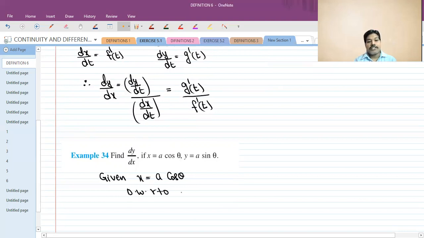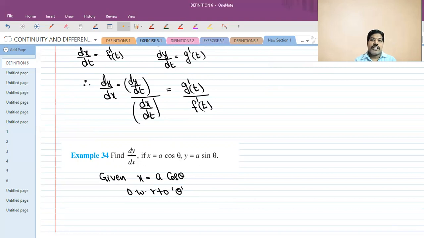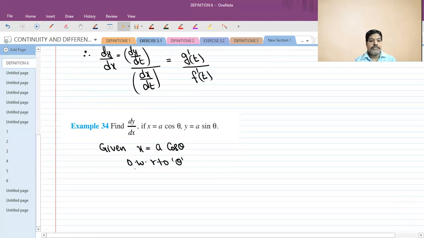Differentiate with respect to theta. Why? Because here theta is a parameter. So you have to differentiate with respect to theta. Then dx by d theta is equal to a into the derivative of cos theta. Why? Because a is a constant, so you can take it out. So the derivative of cos theta.